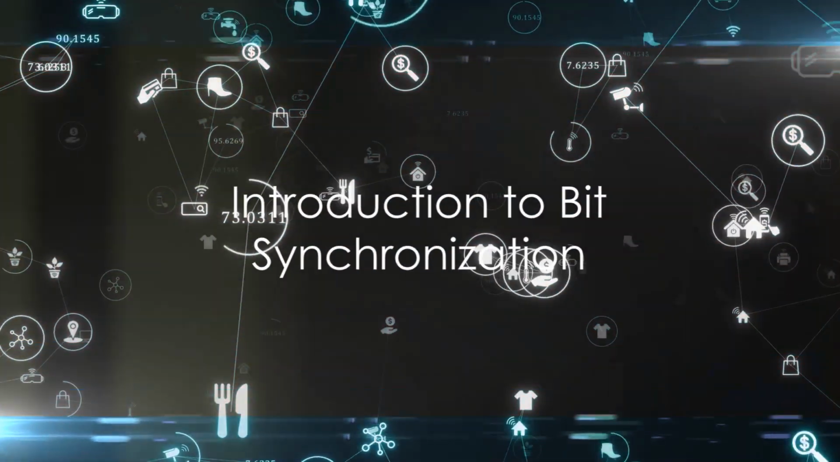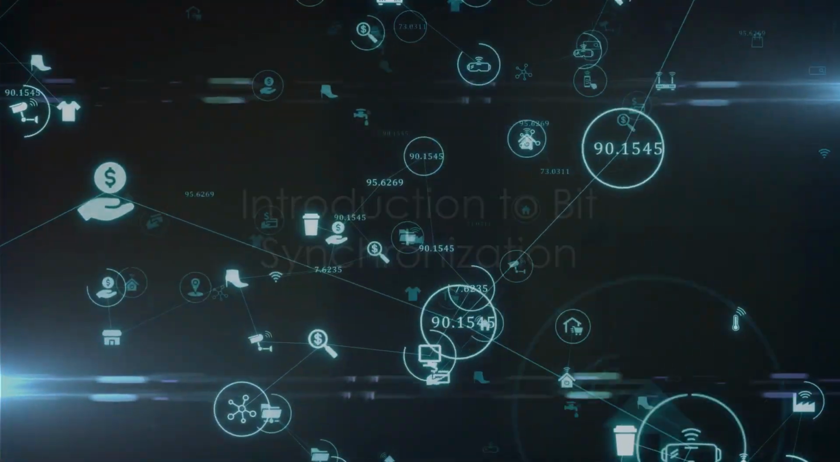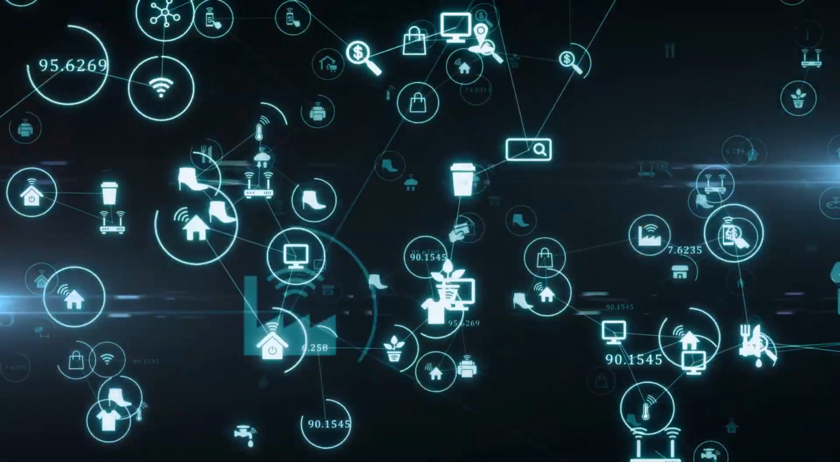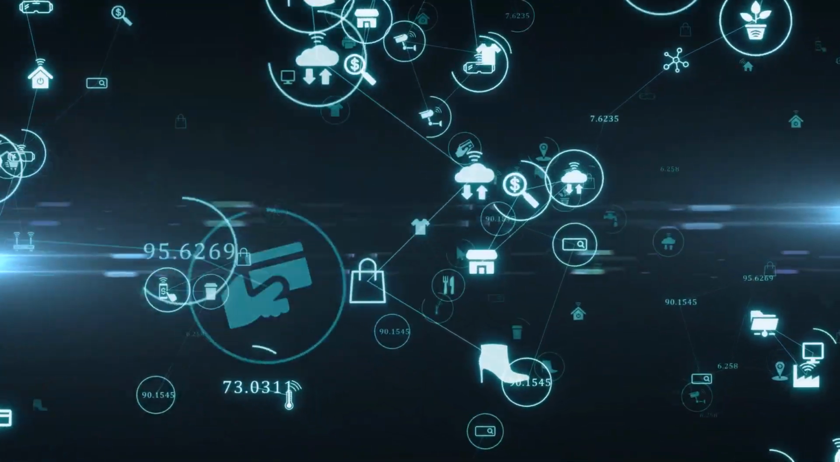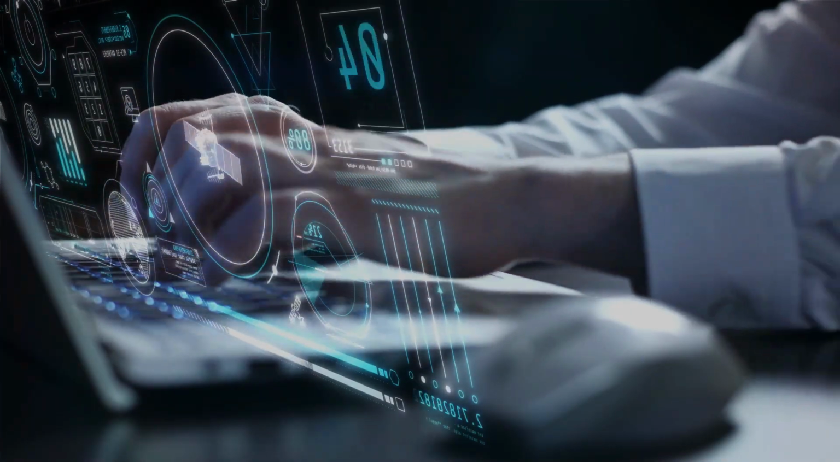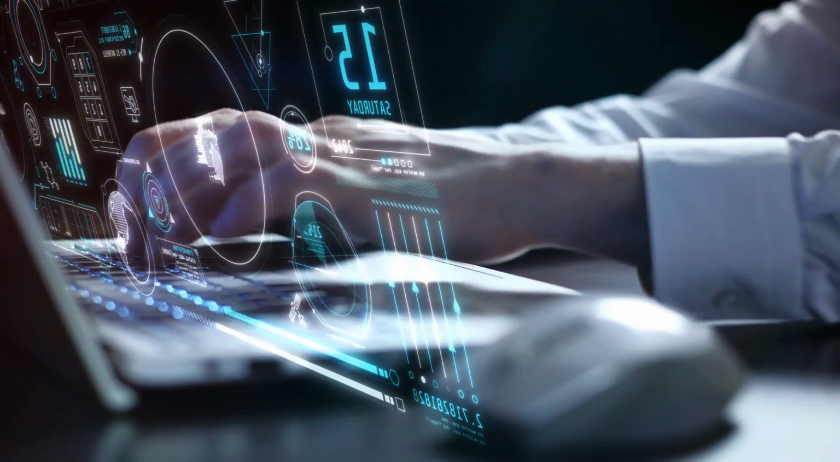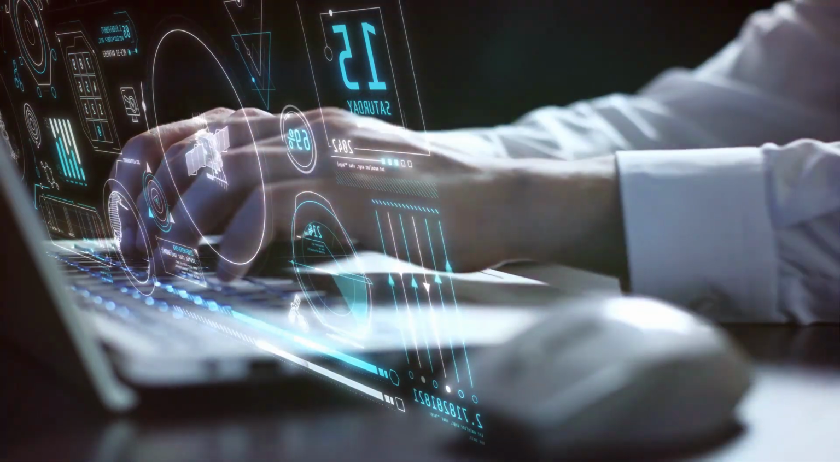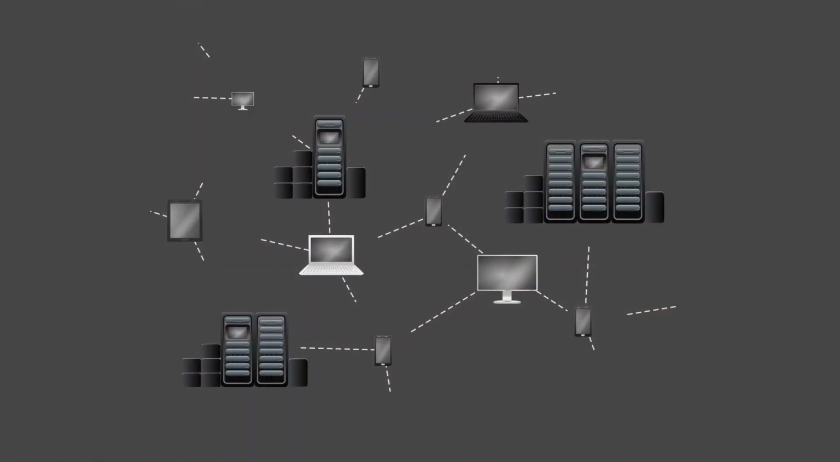Ever pondered why your devices communicate seamlessly? How do your computer, smartphone, or even your smart refrigerator understand each other? The answer lies in the realm of bit synchronization. To ensure successful communication at the physical layer, two network devices must agree on when one bit stops and another bit starts. In simpler terms, they need to synchronize their bits.